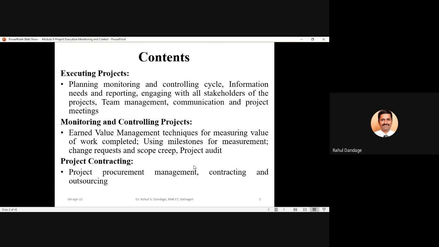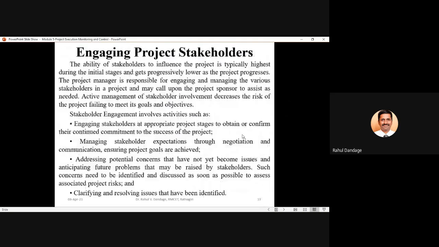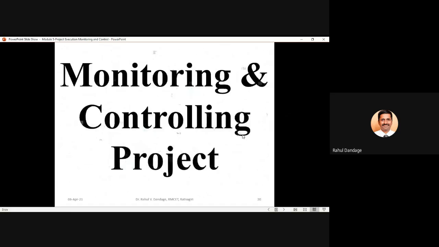So 5.1, that is the first part of this particular module, has already been discussed in the previous sessions. In today's session we have to go for the next part, that is monitoring and controlling of the projects using earned value management techniques, using milestones, change request, scope creep and project audit. So these were the parts seen earlier. Today's session we are going to focus on monitoring and controlling of the project.